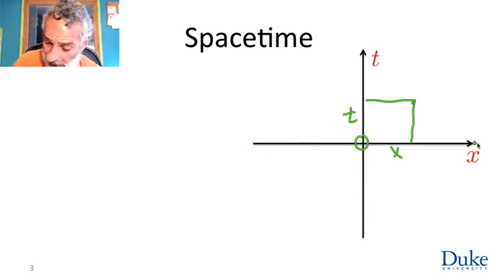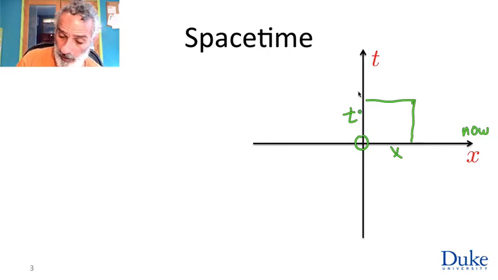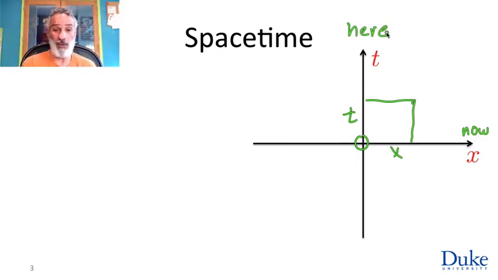All of the x-axis here are all of the events that happened at the time t equals 0. By convention, I'm going to call that now. What are all the events that occurred at the position x equals 0? Those are all the things that naturally would be called here. So the t-axis might be called here. The x-axis might be called now.